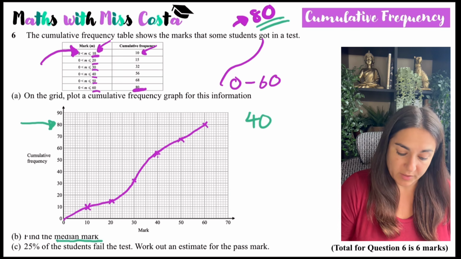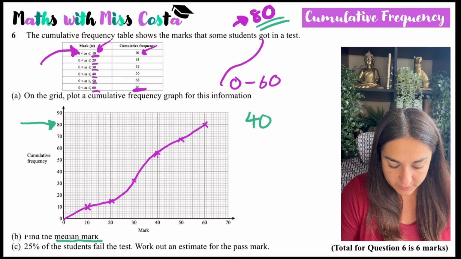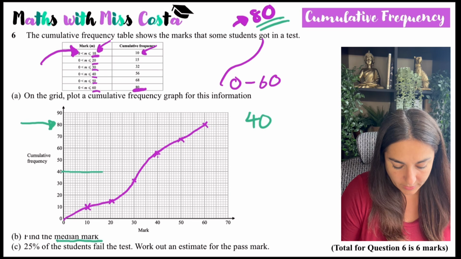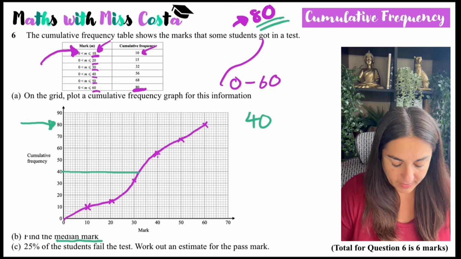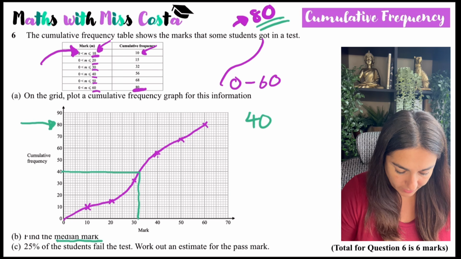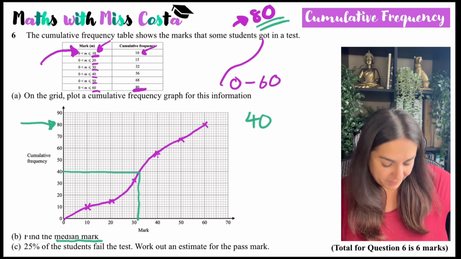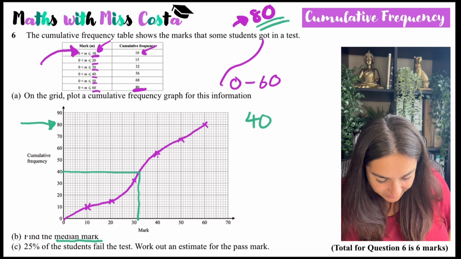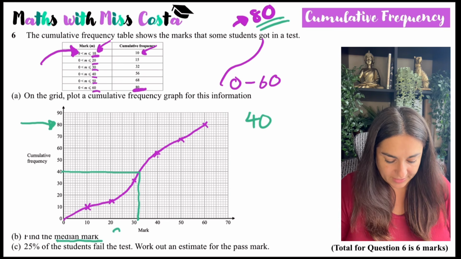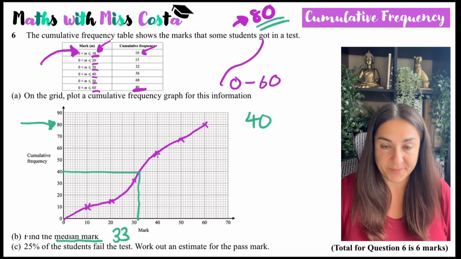So I'm going to go along the cumulative frequency to 40, go to the graph, and then go down. And when I read that, that should give me about 32, 33. So the median mark would be 33.